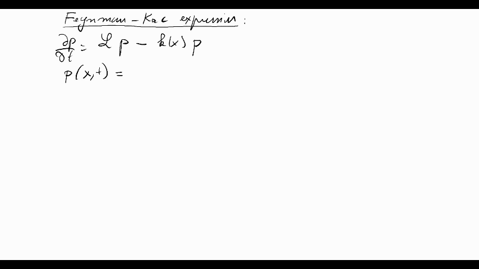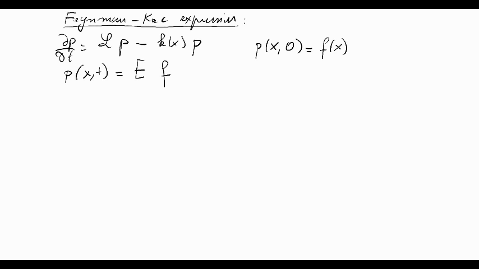So if this initial value for P is f of x, then this is the expectation. It is given by the expectation over all trajectories of f. Now there are two expressions: one for the forward and the other for the backward operator. So I will give now the expression for the backward operator.